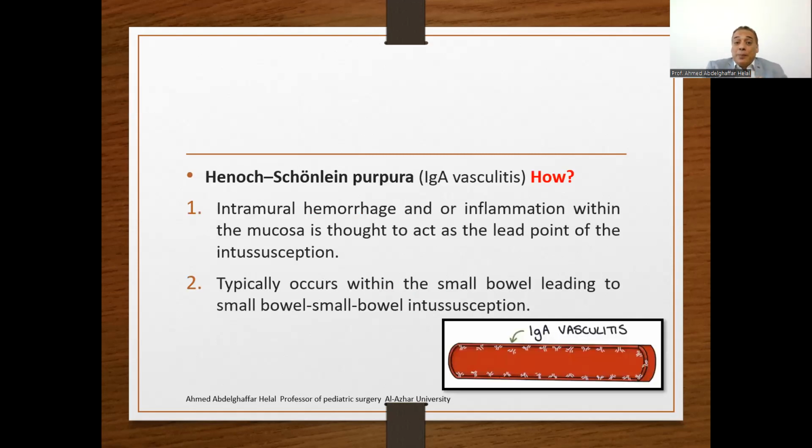Sometimes there is what's called Henoch-Schönlein purpura, IgA vasculitis. There is maybe intramural hemorrhage or inflammation within the mucosa that acts as the leading point for the intussusception, usually small bowel to small bowel intussusception. So this hemorrhage may make swelling or lead to hemorrhage and inflammation in the intestinal wall. This will act as a leading point like Peyer's patches hypertrophy. So the intussusception will start over it.